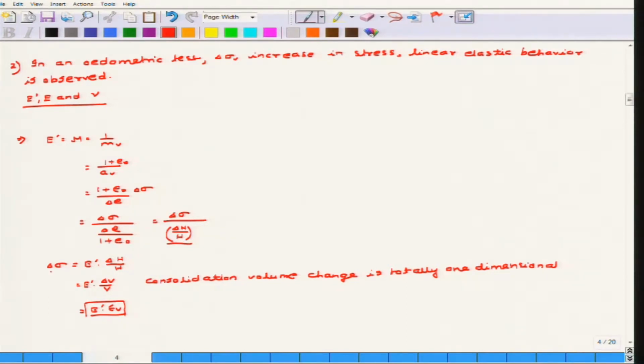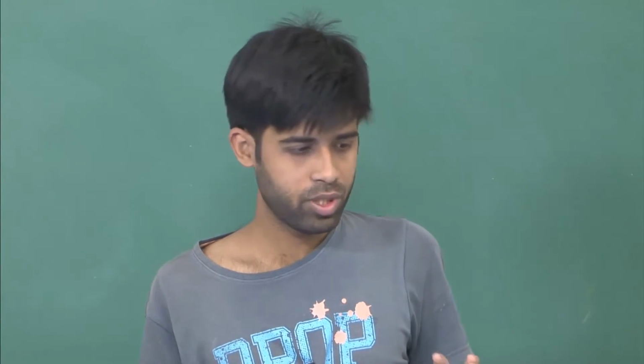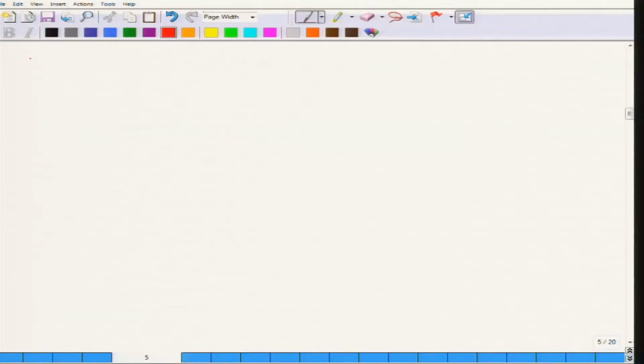Now, delta sigma is obviously nothing but the increase in vertical stress, because you can apply an odometric or consolidation test only in the vertical direction. So, if you consider the odometric test in the vertical direction, how can you find out the relation between the odometric modulus, the Young's modulus and the Poisson's ratio? One thing you should remember is that this delta sigma change is only for a small stress, and linear elastic behavior is assumed.